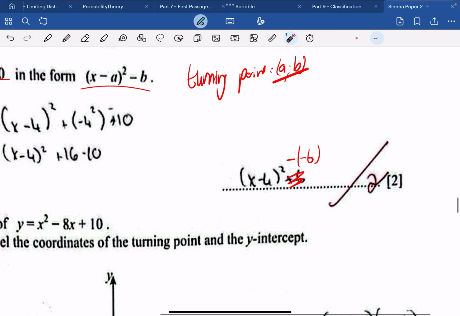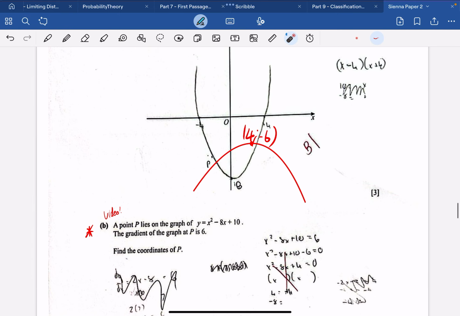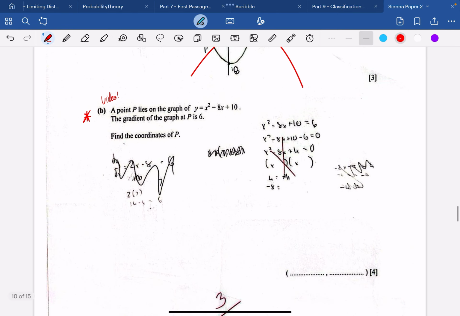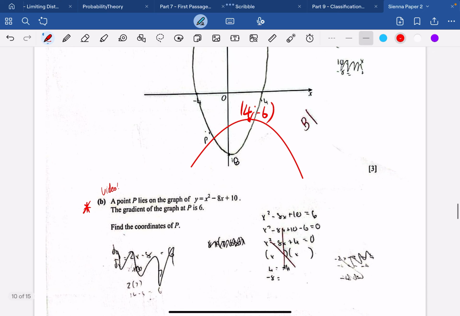Because you have plus b here, you have plus 6 here, right? Therefore, it was minus 6. Therefore, the y value is minus 6. Happy. Okay. Next thing, a gradient. The point P lies on the graph y is equal to x squared minus 8x plus 10. Same as what we have above.